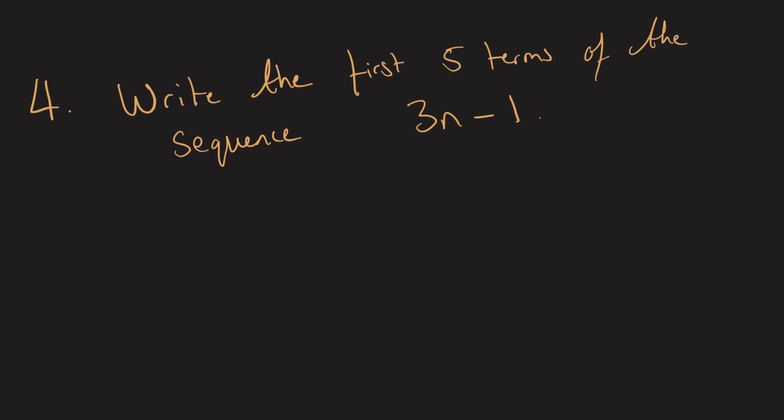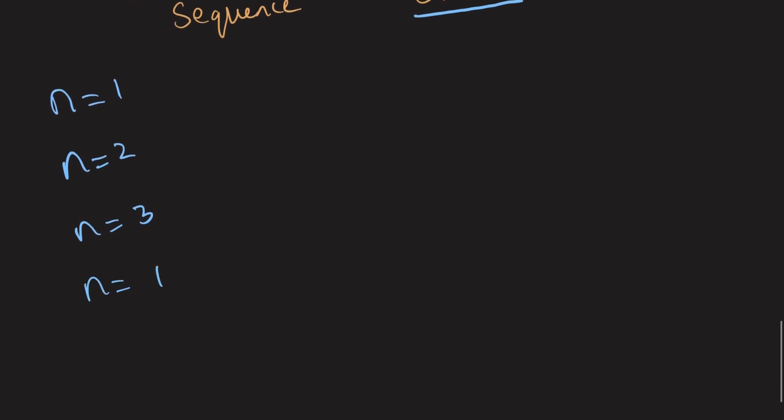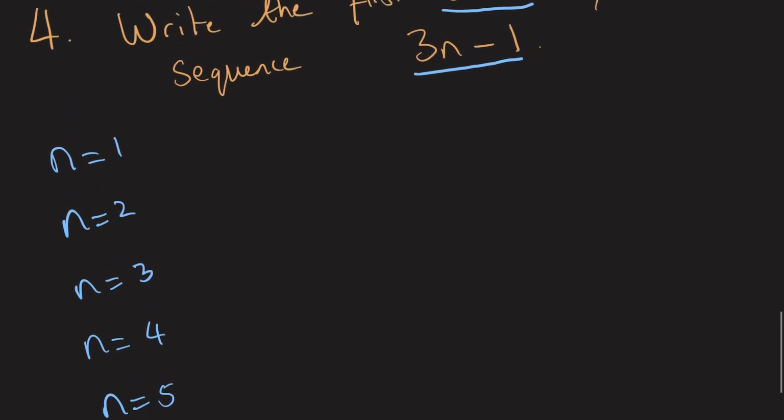And now moving on to the last question. Write down the first 5 terms of the sequence 3n minus 1. So they want to know the first 5 terms. So remember, n represents the position in the sequence. So they want to know what n1, n2, n3, n4, and n5 are, because these are the positions in the sequence. They want to know the first 5 terms.